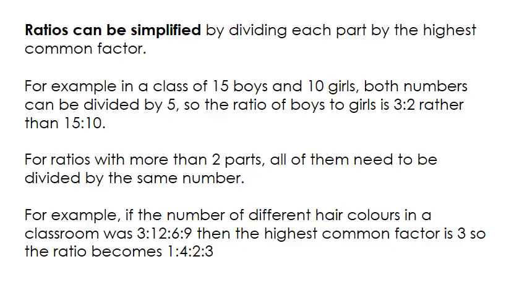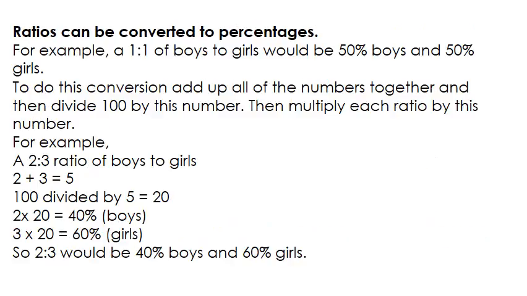Now, if you've got ratios with more than 2 parts, then all of them need to be divided by the same number. So, for example, if the number of different hair colours in a classroom was 3 to 12 to 6 to 9, then the highest common factor is 3, so the ratio becomes 3 divided by 3, which is 1, 12 divided by 3, which is 4, 6 divided by 3, which is 2, and 9 divided by 3, which is 3. So it then becomes 1 to 4 to 2 to 3.